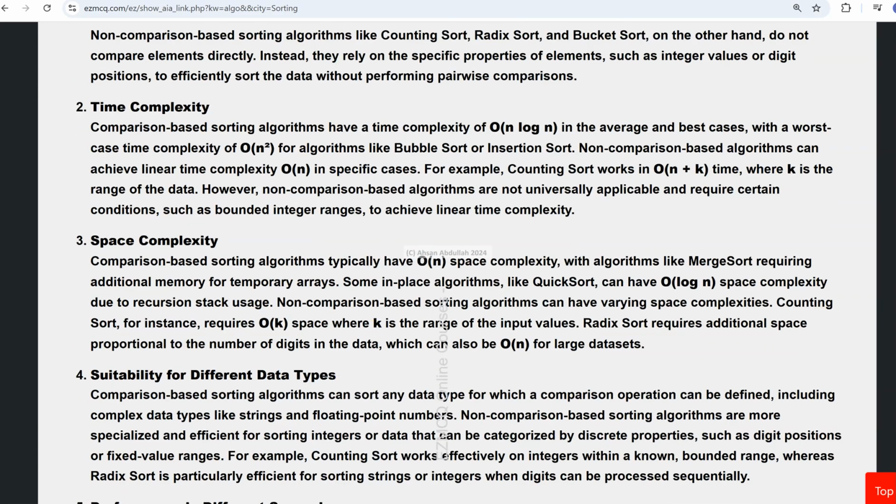Space complexity of comparison based sorting is order n, right? In the case of merge sort it is order n, and with recursion, quick sort is order log n in the best case. But for non-comparison based sorting, the space complexity is order k. For example, radix sort requires additional space, which can be order of n. Still, it is better by comparison. So in terms of time complexity, non-comparison is better, but they take up space, so there's a trade-off.